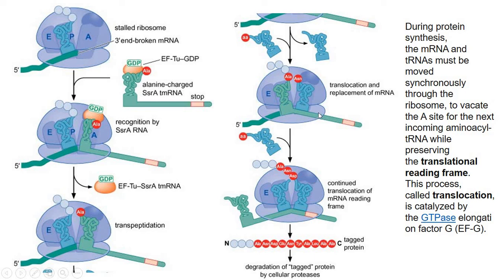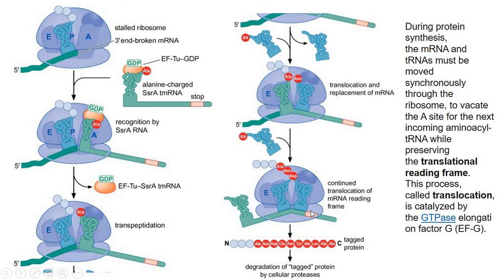It will use these codons on this termination mRNA as the rest of the protein synthesis. This is translocation and replacement of mRNA. So here, this mRNA is still there, but this mRNA is already translated. So now this is the part of the mRNA that needs to be translated, right? And here, this will continue translocation of mRNA reading frame.